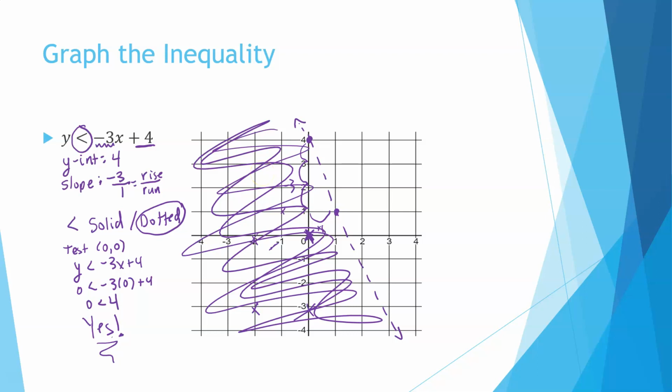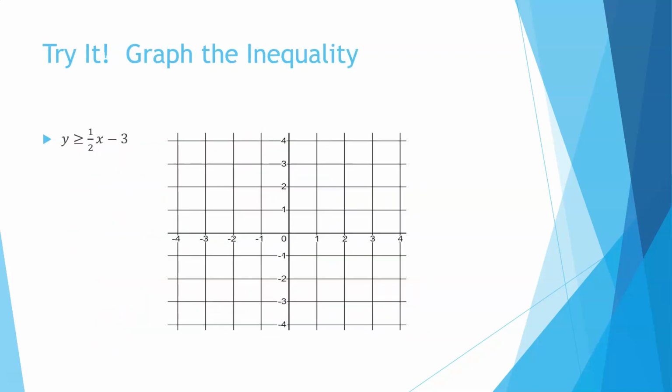All right, now that we've done a couple of examples, I want you to pause the video and try this one on your own. I hope as you were trying this, you were able to see that your y-intercept was -3. Your slope should have been 1/2, so you rise 1, run 2. Because it was greater than or equal to, you should have had a solid line through those points. So my next step is the solid line.